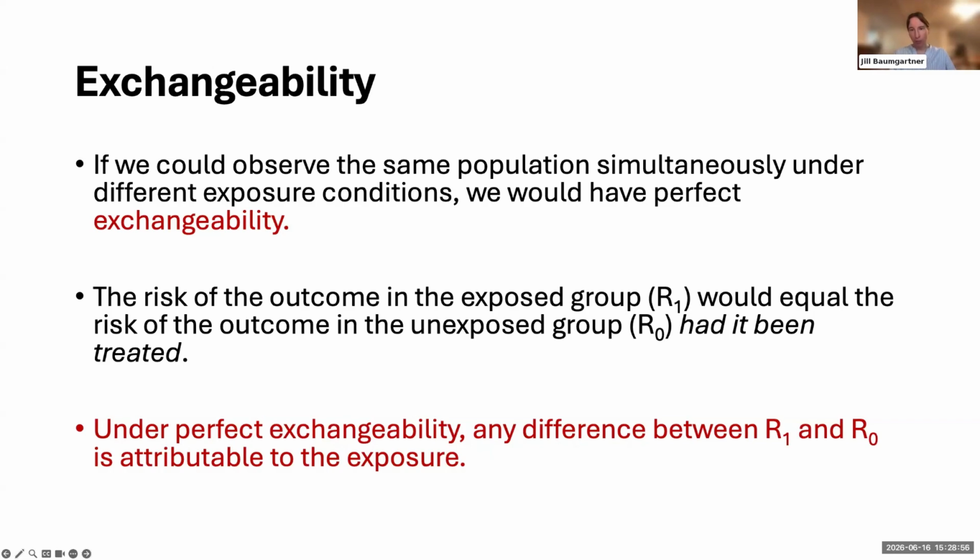All right, so let's talk a little bit more about exchangeability. Perfect exchangeability is when we can observe the exact same population at the exact same time point under two different exposure conditions, where the comparison would be completely perfect by design. In this setting, the risk we observe in the exposed group would exactly match the risk the same group would have experienced had it been unexposed, and vice versa. Because these two scenarios are identical, any difference could be entirely attributed to the exposure.